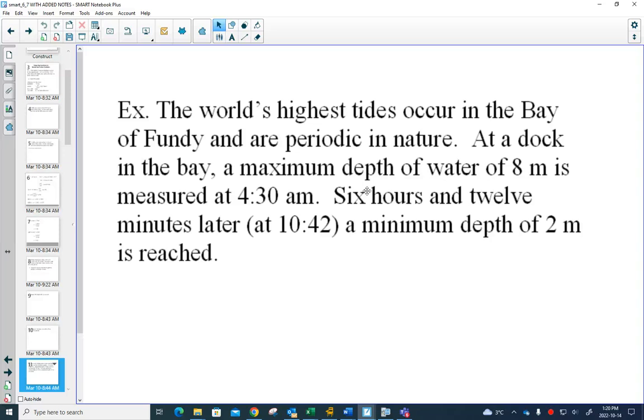So again, anything that repeats itself, like in engines or tires that go around, seasons repeat themselves, tides repeat themselves. Anything that repeats itself over a regular interval can be modeled by a sine or a cosine graph. So how do we do that? Well, we need to know what a maximum is and what a minimum is, and then we can find the amplitude, the center line, the period, and write the equation from there.